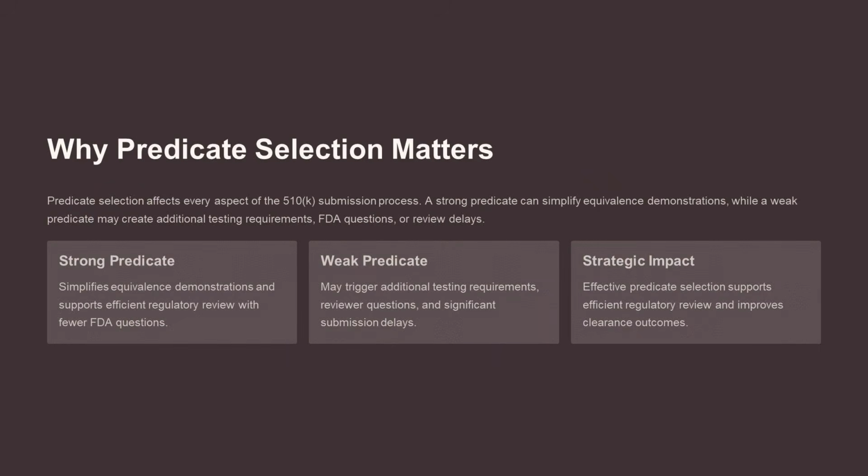Predicate selection impacts every aspect of the 510(k) submission process. A strong predicate simplifies equivalence demonstrations and reduces regulatory hurdles, while a weak predicate can lead to additional testing and delays. Understanding the strategic impact of predicate selection is essential for successful submissions.